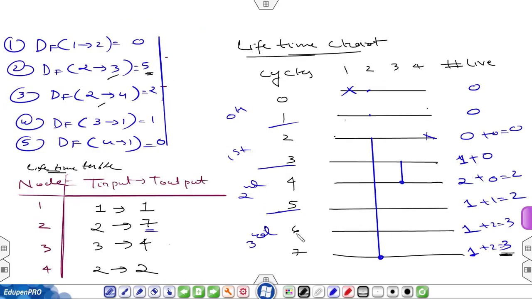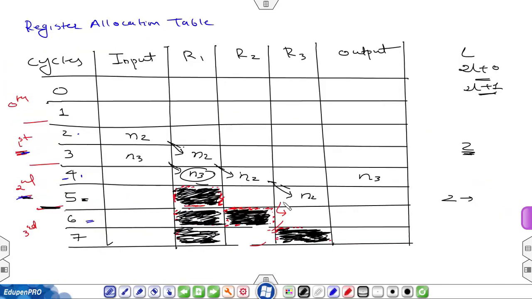Coming to this chart, during sixth cycle, N2 is live. N2 is now at the last register, so it should be allocated in backward manner, but R2 is not available, so it will remain in R3 for the 6th cycle. And in the next cycle, R3 is not available, but R2 is available, so it can now be allocated in backward manner. So N2 will be in R2, and it will be consumed by the end of the 7th cycle.